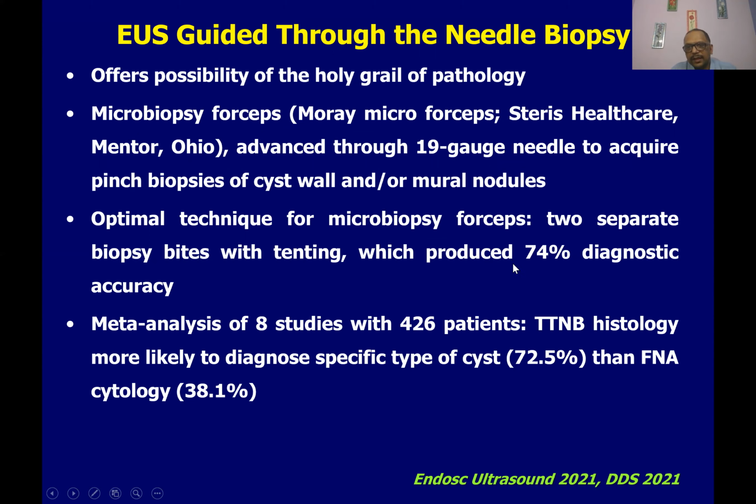This twice tenting has produced a diagnostic accuracy of 74%. Now we have a meta-analysis of 8 studies with 426 patients, which has shown that through-the-needle biopsy histology is more likely to diagnose a specific type of cyst as compared to FNA and cytology. So it is almost double the accuracy with histology as compared to just fluid aspiration.